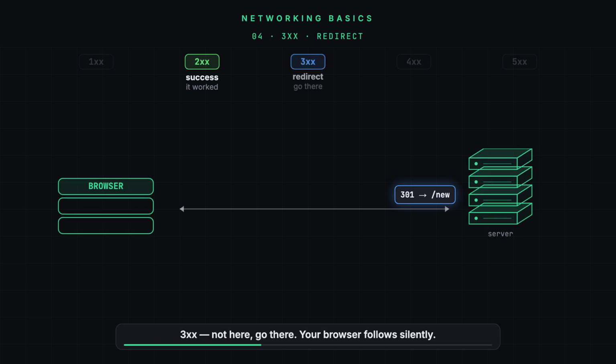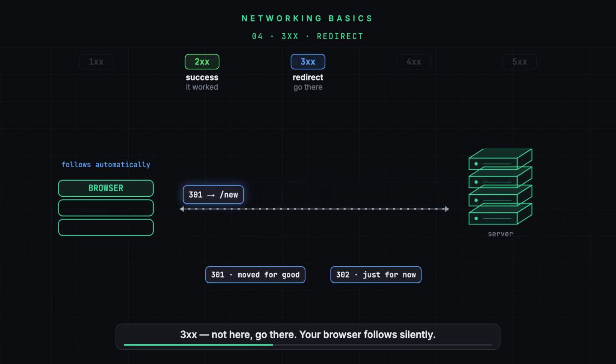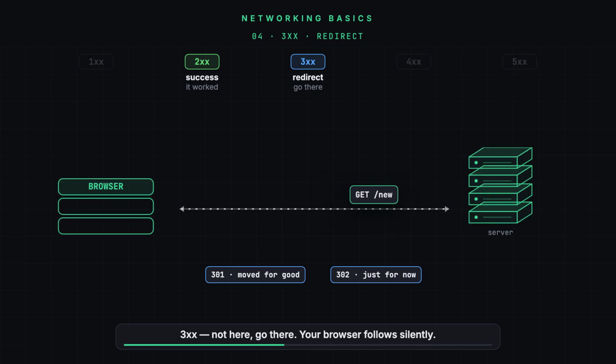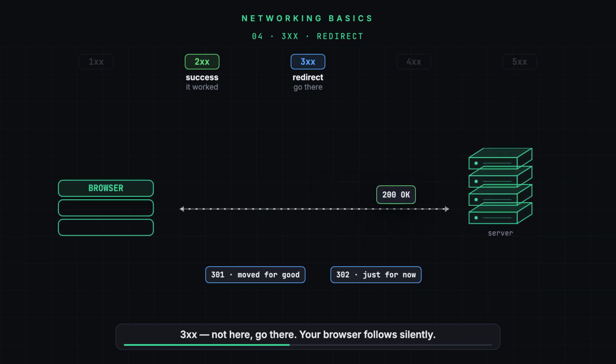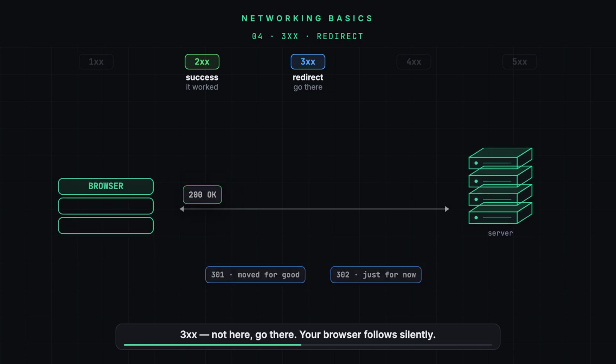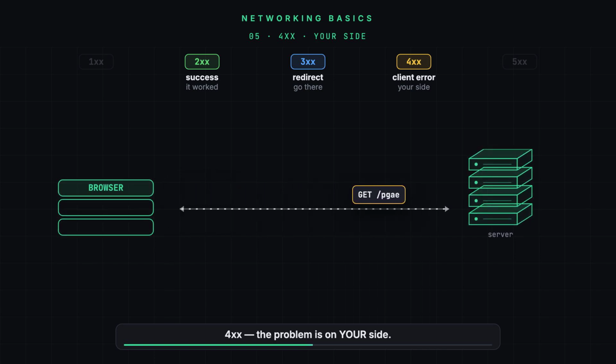A 3 means what you asked for isn't here. Go look over there. The server sends back a new address and your browser follows it automatically, so you usually never even notice. 301 means it moved for good. 302, just for now.